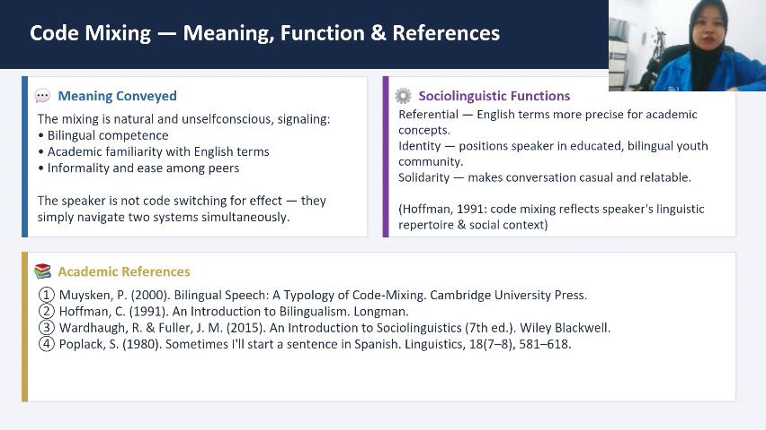In terms of sociolinguistic function, first, a referential function. English terms are more precise for academic concepts. Second, an identity function. It positions the speaker as part of an educated bilingual community. Third, a solidarity function. It makes conversation feel casual and relatable. As Hoffman, 1991, argues, code mixing reflects the speaker's linguistic repertoire and social context. My references for this topic are Muysken, 2000, Hoffman, 1991, Wardhaugh and Fuller, 2015, and Poplack, 1980.